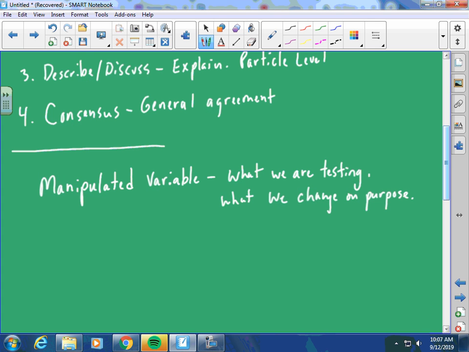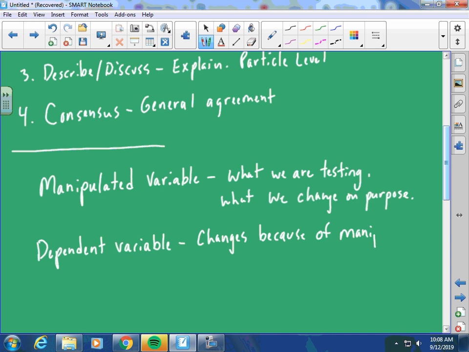As a result of changing this variable, there may be something else that changes, and that would be the dependent variable. And the dependent variable changes because of the manipulated variable. Changes because of the thing we're testing, which is the manipulated variable.